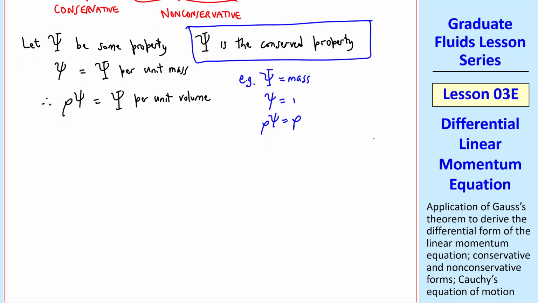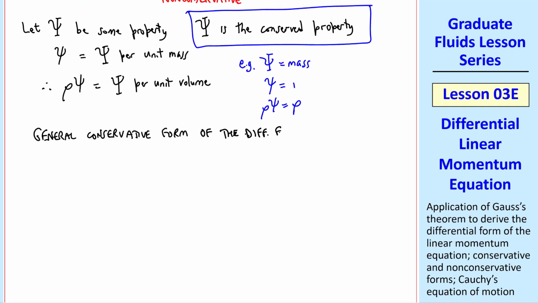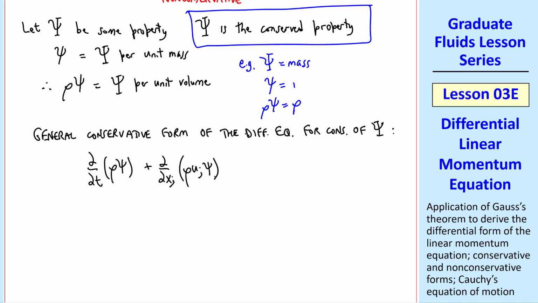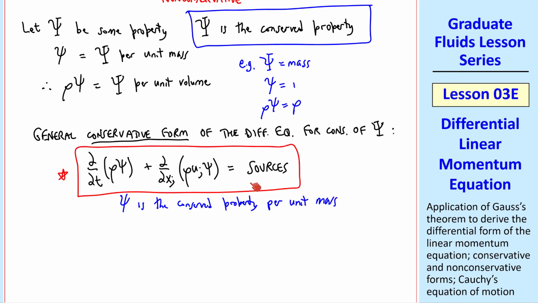We can write a general conservative form of the differential equation for conservation of this property psi, namely ∂/∂t of rho little psi plus ∂/∂xj of rho uj times little psi equals, and then we put sources on the right. We call this the conservative form because of rule number 2 that I mentioned previously. This psi is the conserved property per unit mass. Again, because of these sources, psi is not truly conserved, but we call this the conservative form of the equation.